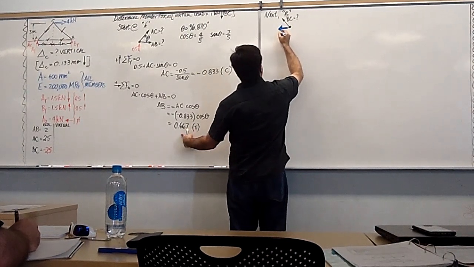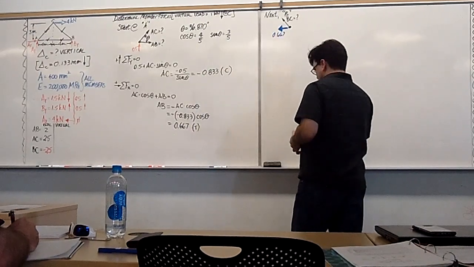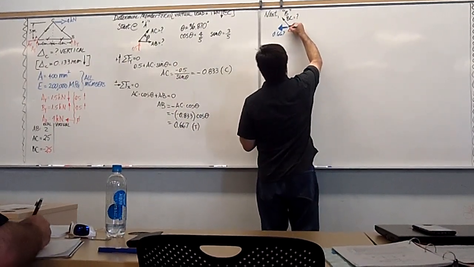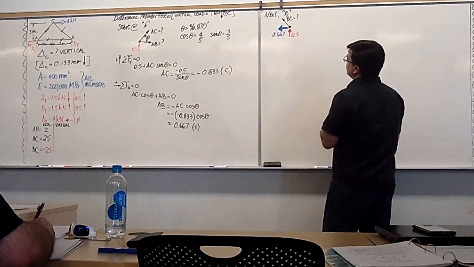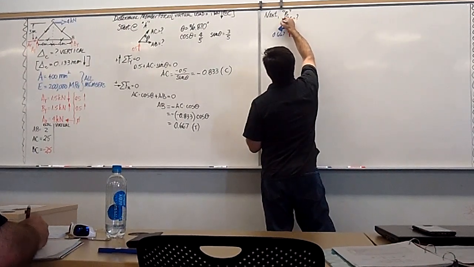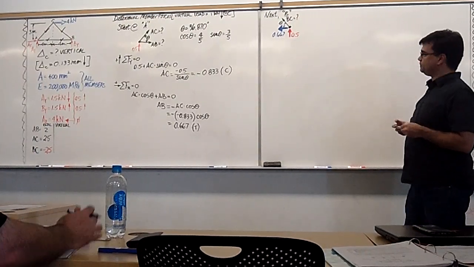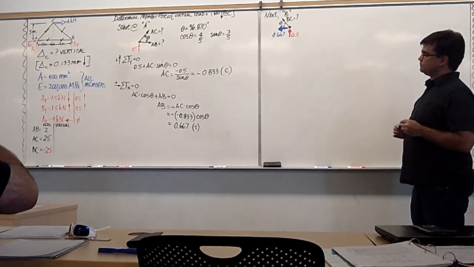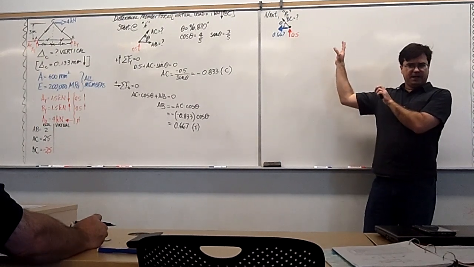This is AB, and it's 0.667 in tension. And then I have a reaction of BY, which is 0.5. And lastly, I know that this here is the angle theta. Does that look okay for the free body diagram?